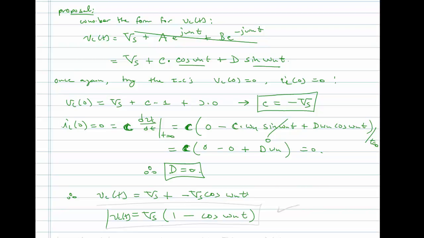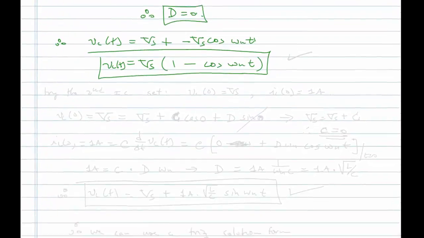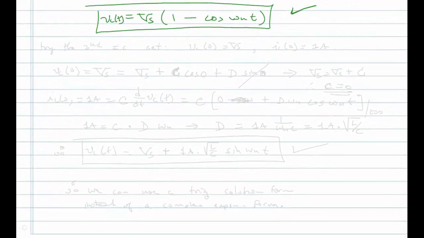Lo and behold, this is exactly what we found previously. So that's good. That's great. Now let's try the second initial condition set. That was Vc of 0 is equal to Vs, and IL of 0 was equal to 1 amp. So let's plug it in.